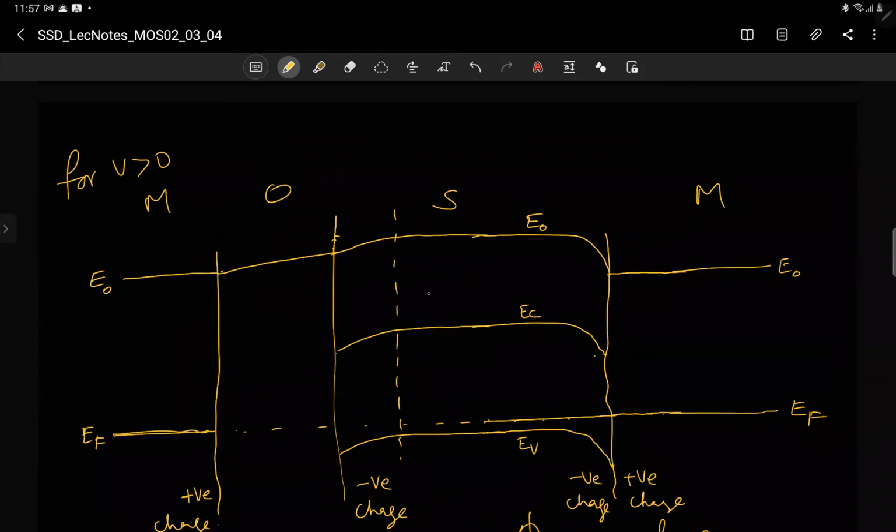See, before connecting, we put E0 the same throughout. Before joining them, E0 is the same throughout the MOS structure. E0 is 0 just outside the metal, just outside the oxide, and outside the semiconductor. So E0 is the reference, which is 0.